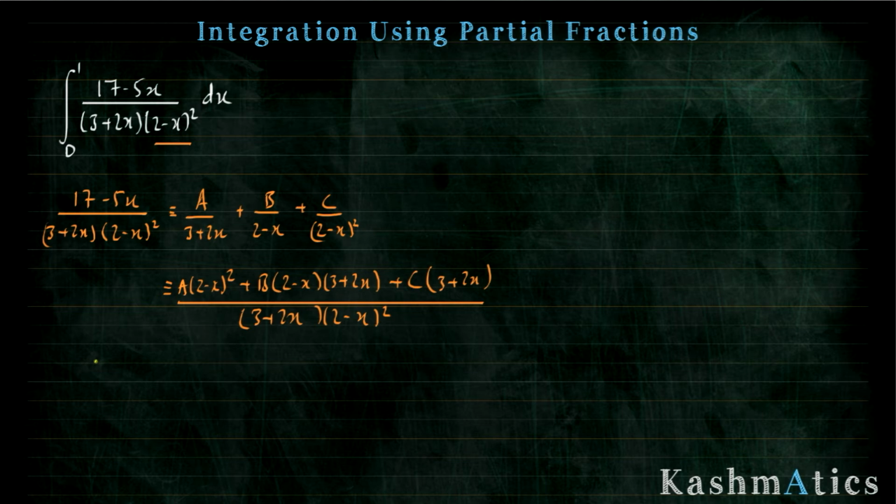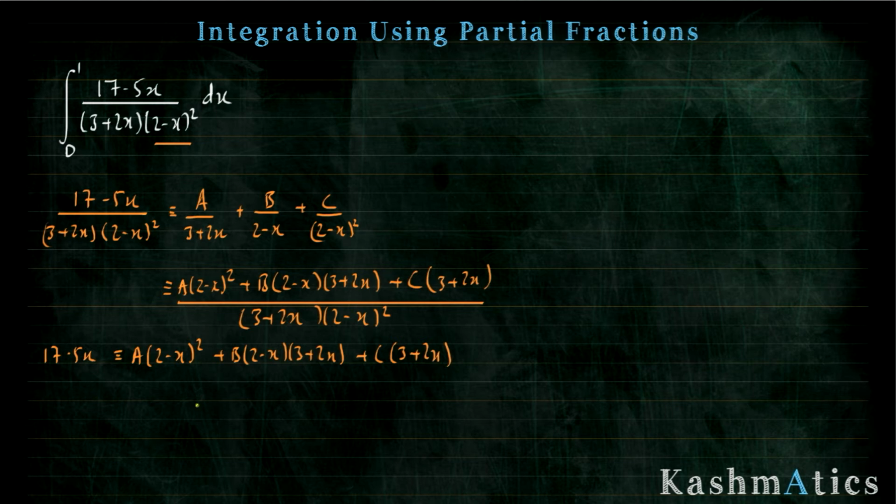So as before, I just need to compare the numerators. So 17 minus 5x is equivalent to all of this numerator over here. So a multiplied by 2 minus x squared, add b multiplied by 2 minus x, 3 plus 2x, add c multiplied by 3 plus 2x.